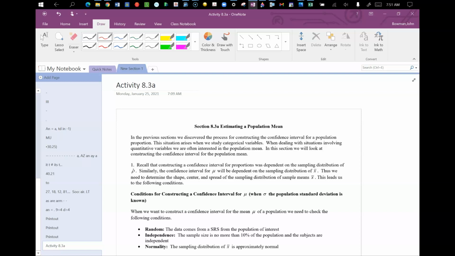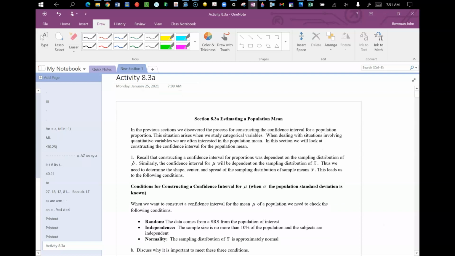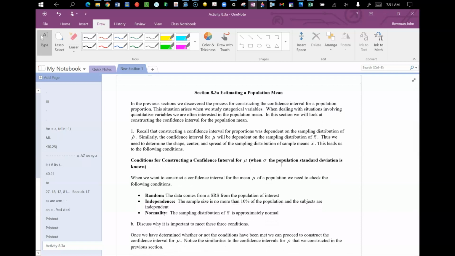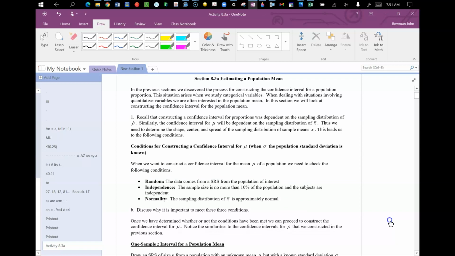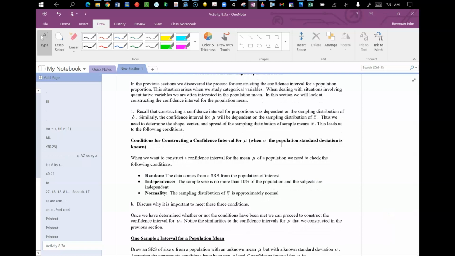In section 8.3, we are going to talk about constructing confidence intervals to estimate a population mean. In section 8.1, we talked about confidence intervals in general. In section 8.2, we talked about confidence intervals to estimate a population proportion. And now we're going to talk about confidence intervals to estimate a population mean. So it's very similar to any confidence interval, except that we have to check the conditions in a slightly different way for normality. Other than that, everything is the same.